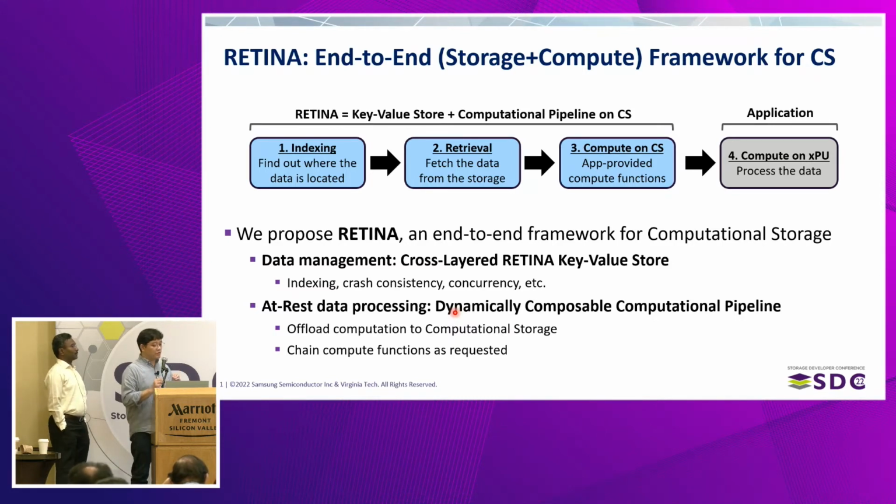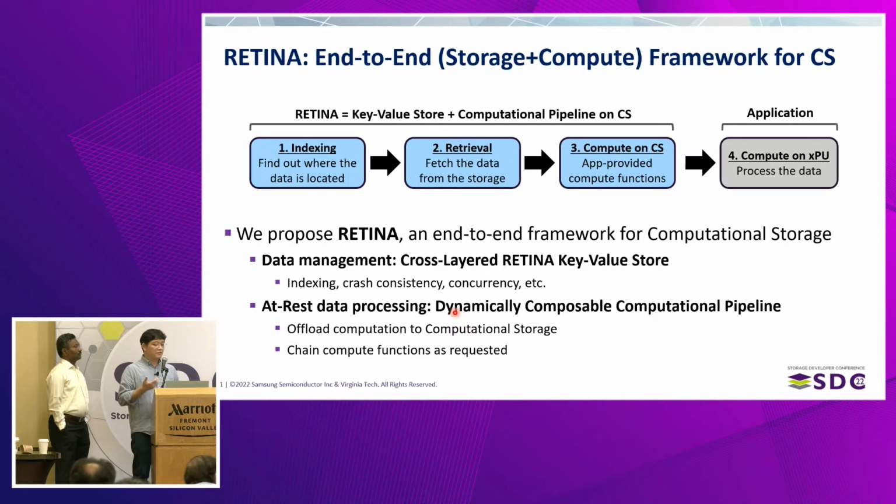But here, we wanted to suggest a cross-layered approach. Here, the cross-layered approach means that instead of solely relying on the CPU or the accelerator on the smart computational storage side, we should use both, right? So that's the thing. And of course, the data management part, that's the key value store. So we should do everything that a regular key value store has to do.